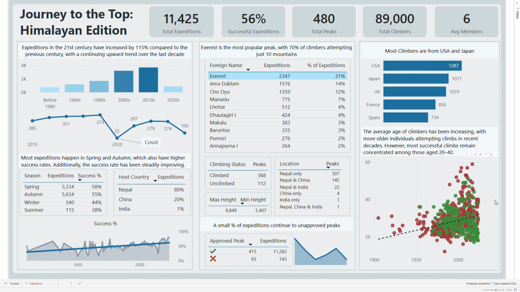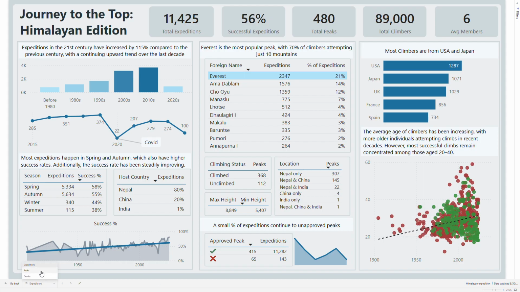This is a very interesting graph. It's a scatter plot which shows the average age and the date over time. And the green stands for successful climbs, while the red stands for not successful climbs. As you can see, most of the successful climbs are clustered around age 20 to 40 and somewhere around 1980 and later. A lot of people have tried doing climbs before then, but most of them weren't successful.